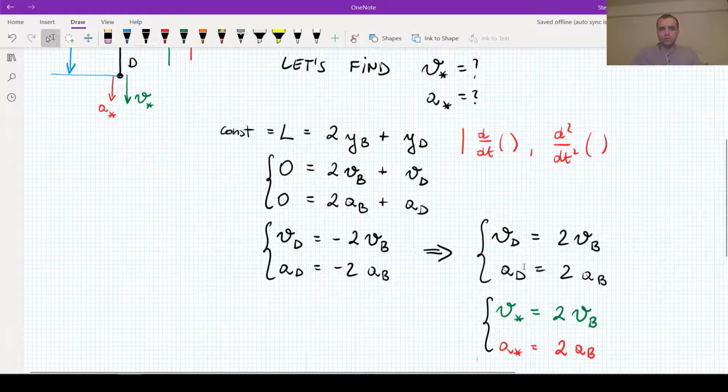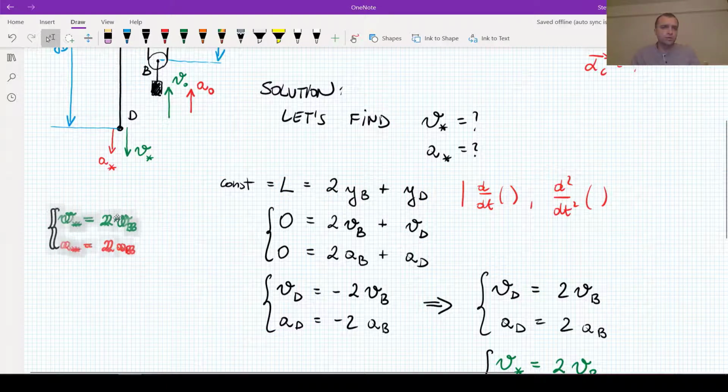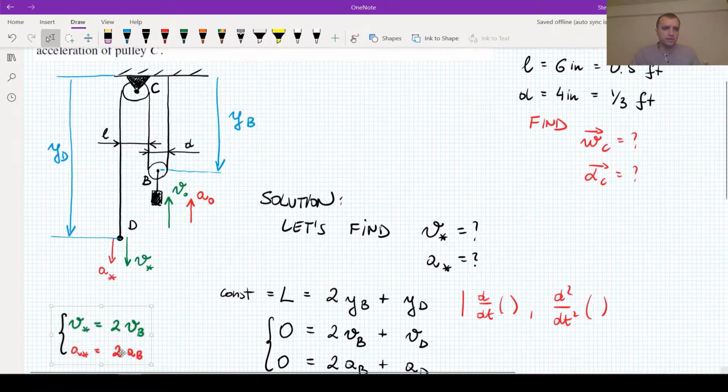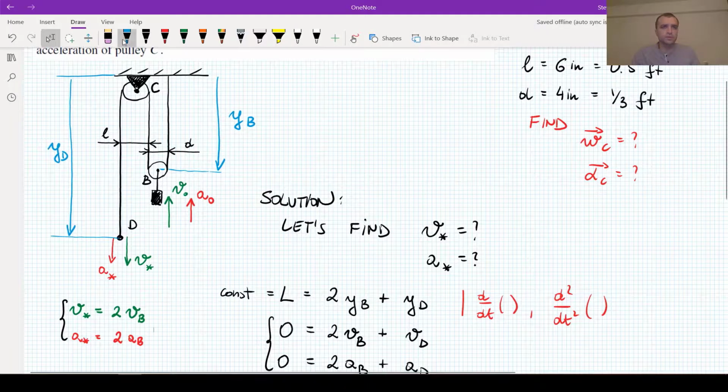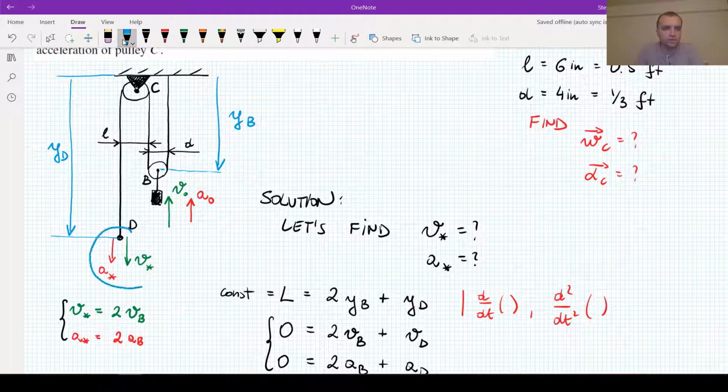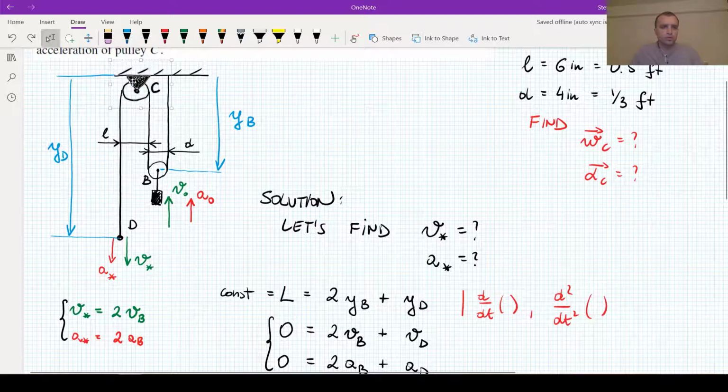Great. We know exactly what is the velocity and acceleration of this end of this rope. However, this rope is inextensible, right? That means that velocity and acceleration on each and every point on this rope will be 2VB and 2AB respectively. And in particular, velocity and acceleration of this point will have these values. Let me copy this pulley. I would like to look closer at that pulley.